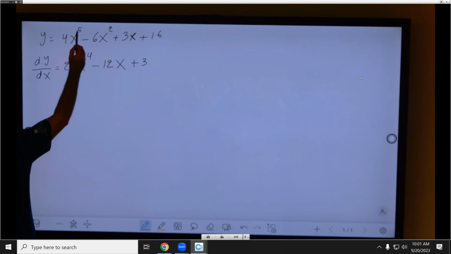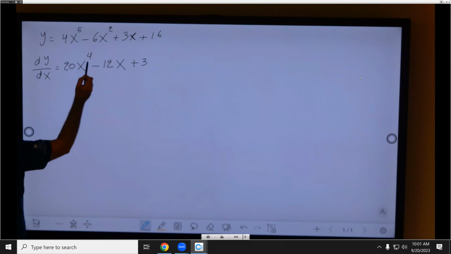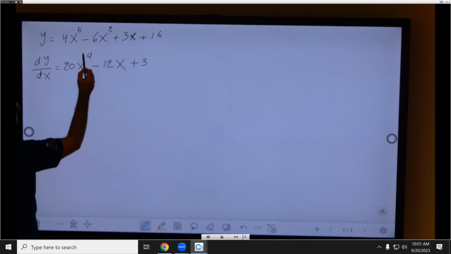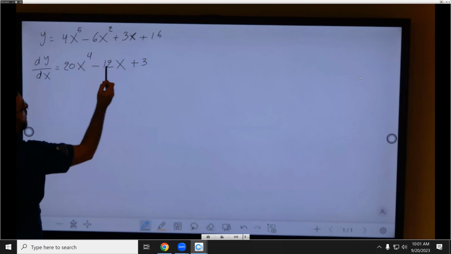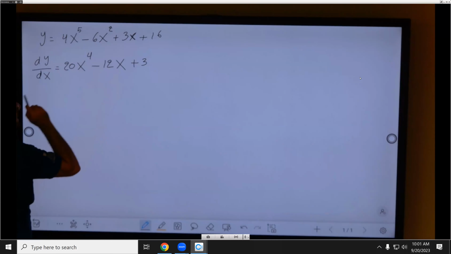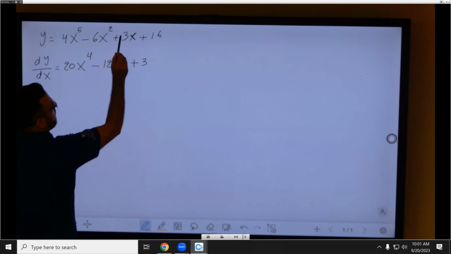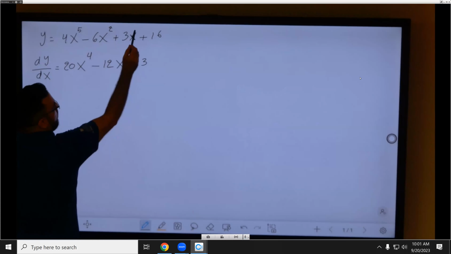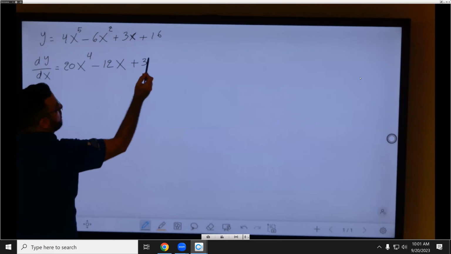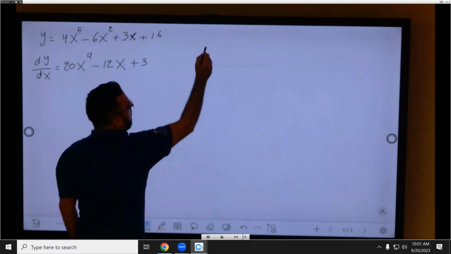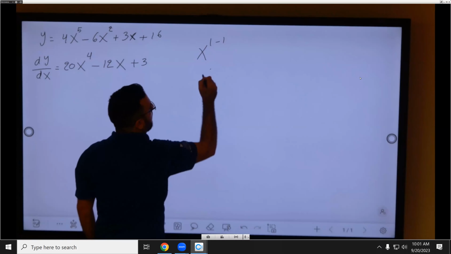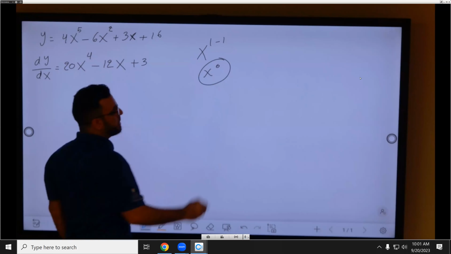Multiply 4 times 5, 20. 5 minus 1 is going to be 4. Minus 6 times 2 is going to be 12. 2 minus 1 is going to be x. Here's the problem thing. 3 times 1, 3. 1 minus 1 is going to be 0. x, 1 minus 1 is going to be x to the 0. How much is x to the 0?